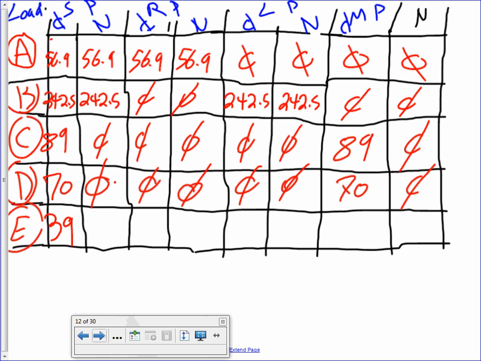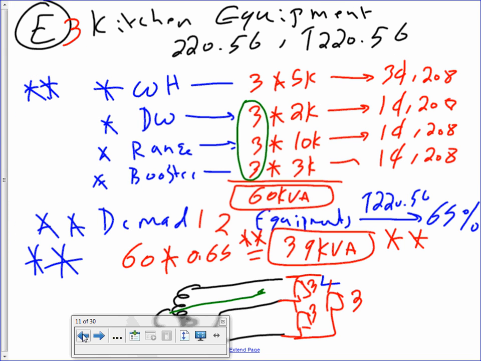39. These are the kitchen equipment. How about the neutral? Let's go back and look at E, and see if we have a neutral. Here's the load under E. This one is three-phase, and since this is three-phase, guys, drop it. These are single phases. How many of them do I have? I have 3 of each.